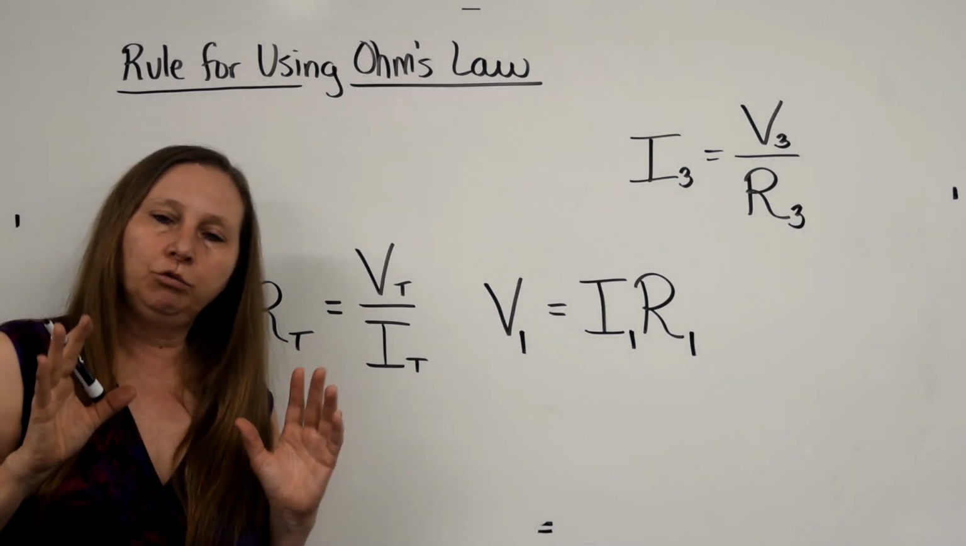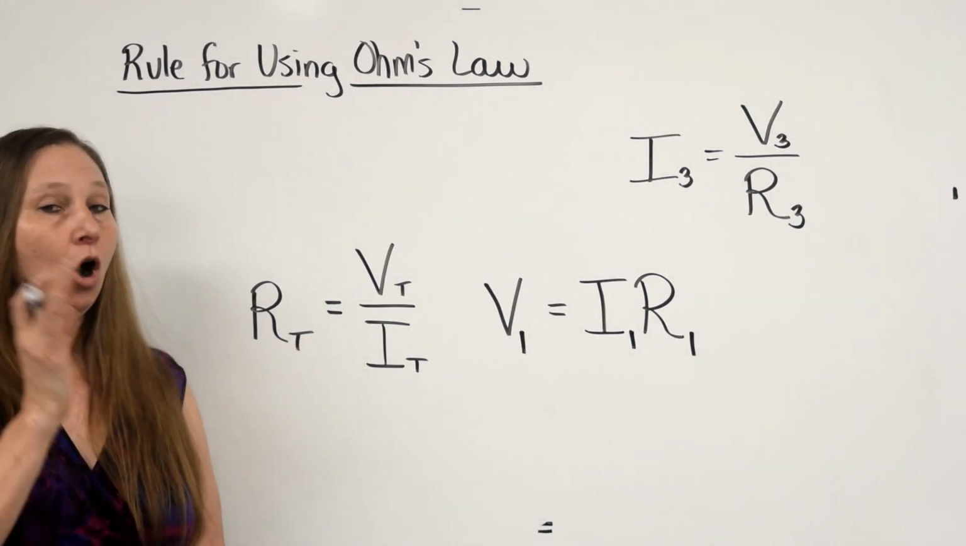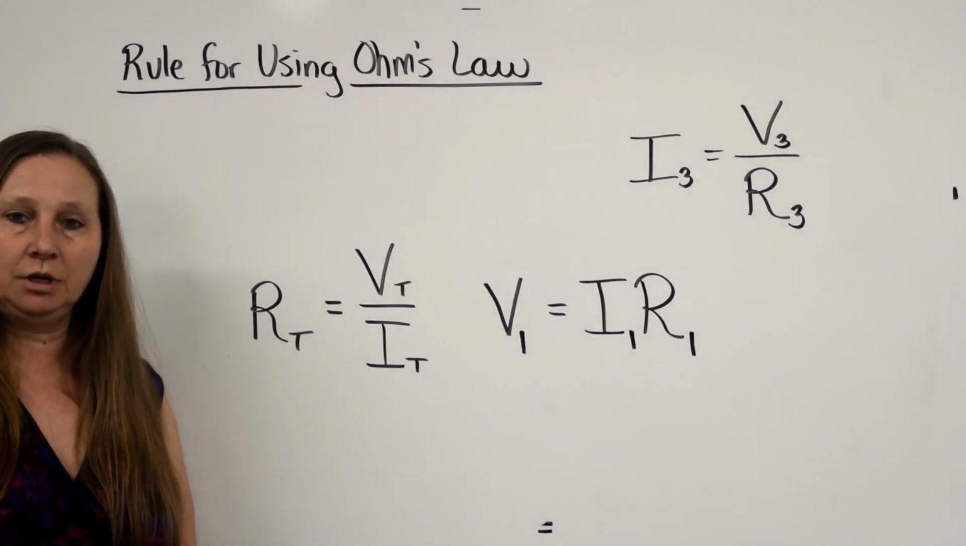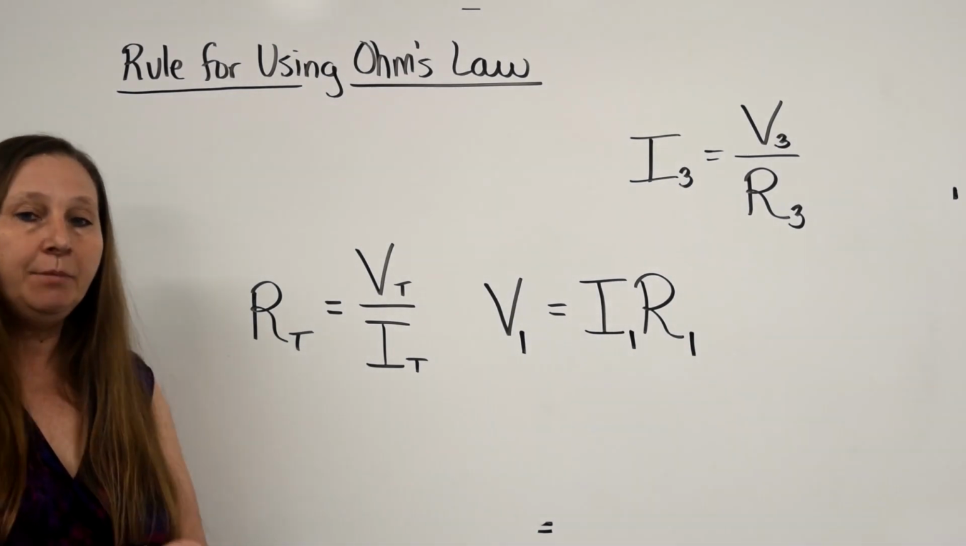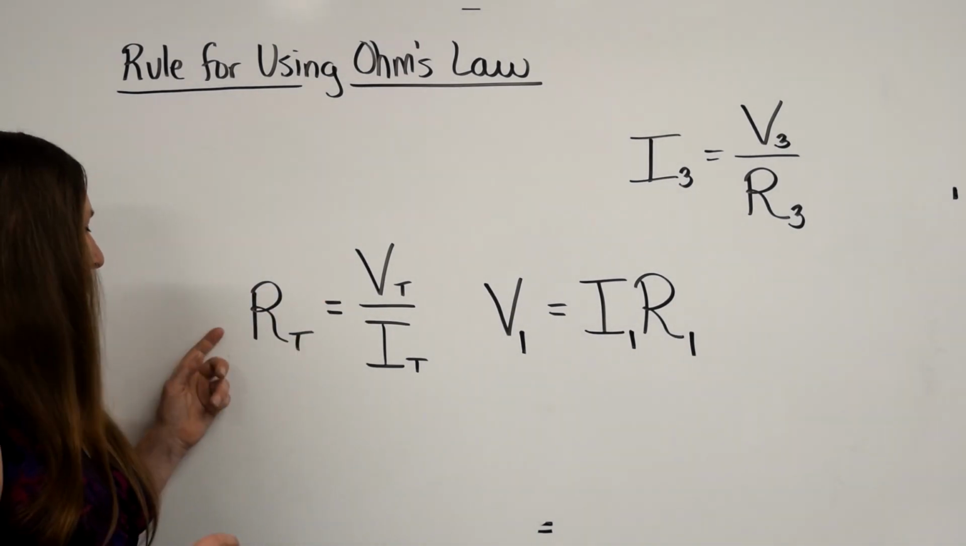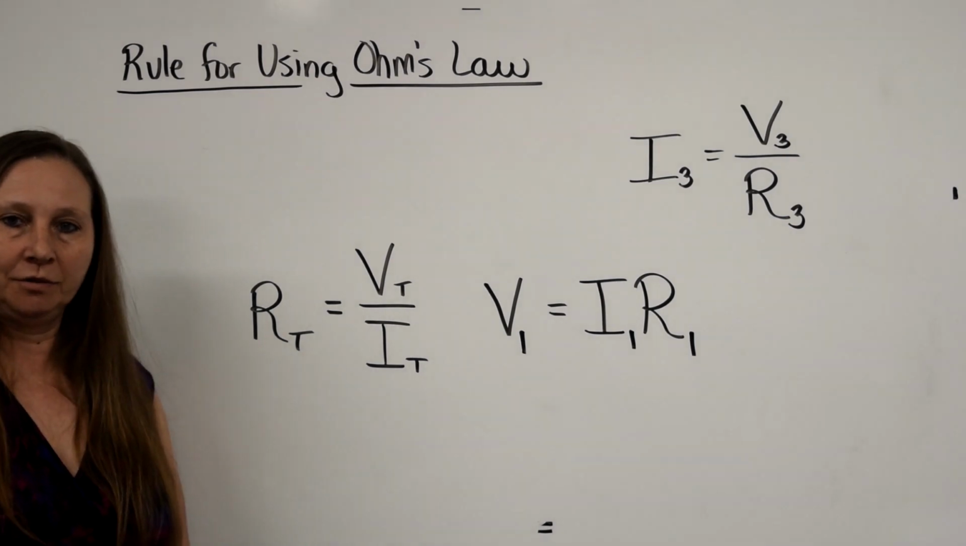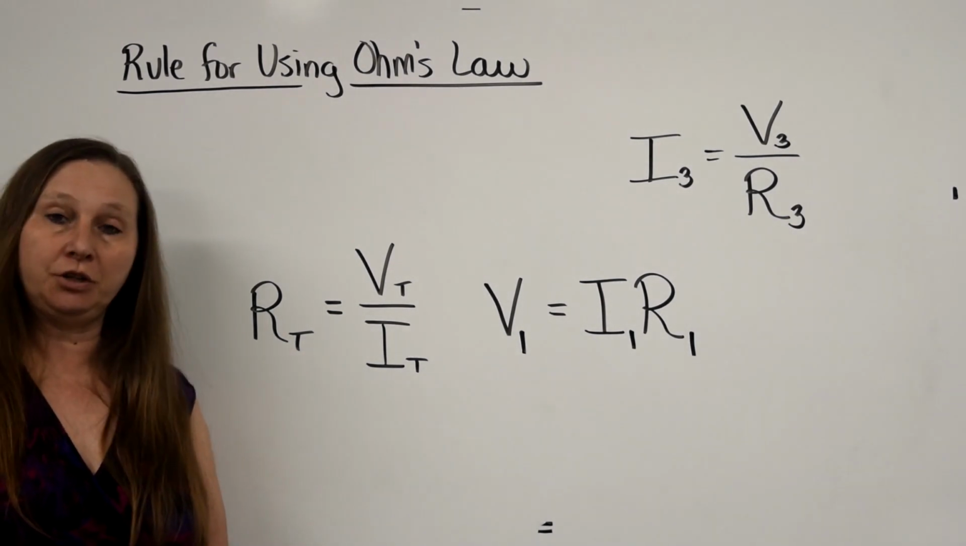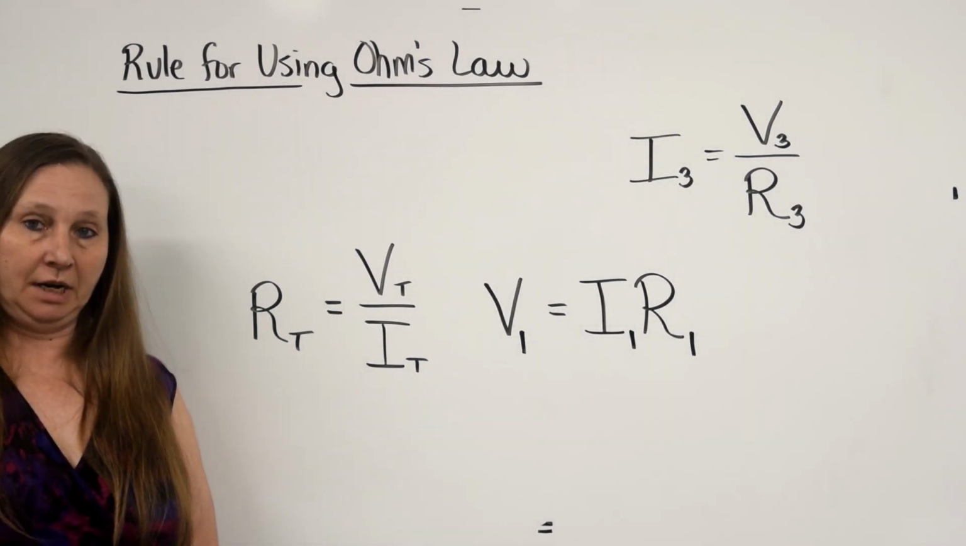So the rule for Ohm's law: always use subscripts and always use the same subscript for all three of the variables. That'll make it much, much easier and you won't make mistakes.